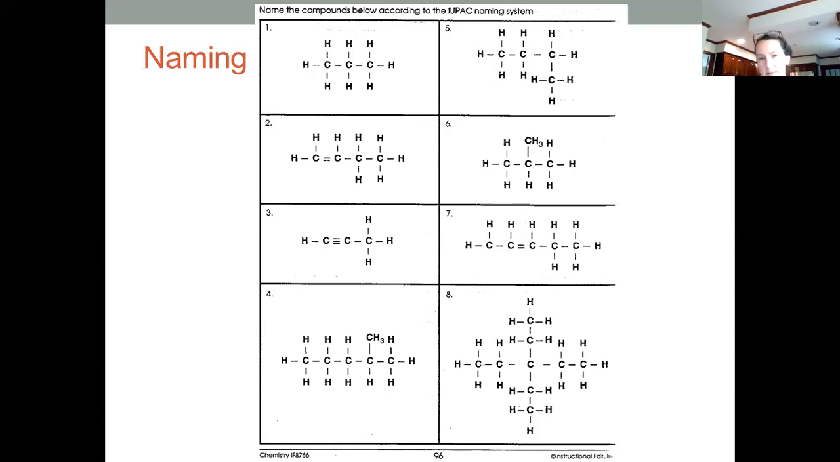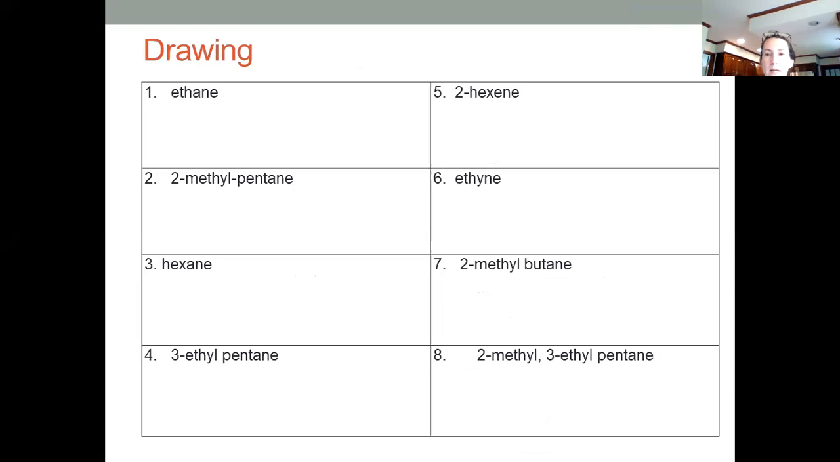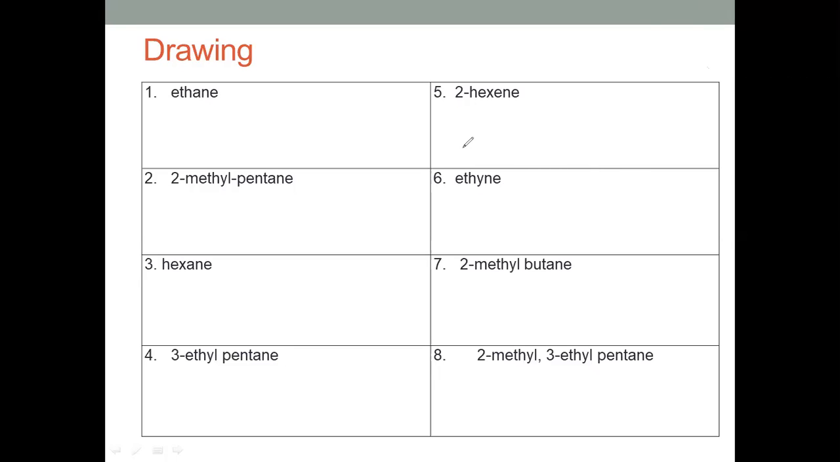Instead of starting on page 7, I think I'm going to have you start on page 8, because I think drawing is easier from the name, especially since I can't really be there to help you. So I'm going to have you push pause, and when you come back, I'm going to go over all the answers one at a time. If you feel like you know what you're doing, you can skip ahead and see if you got them right.